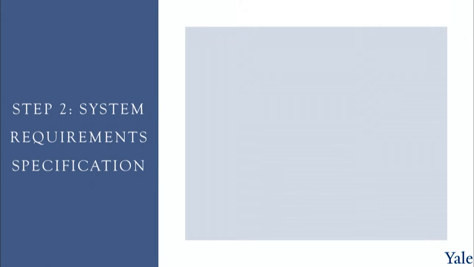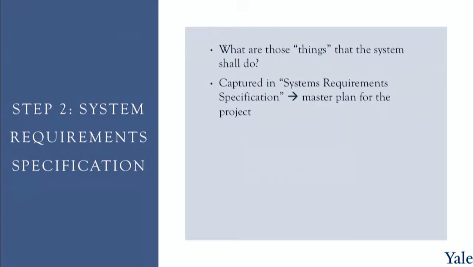The second step is a system requirement specification. What are the things that the system shall do? This is what the requirements are. And they get captured into this document, the system requirement specification, which is the master plan for this project. And we'll talk a lot more about this next week.